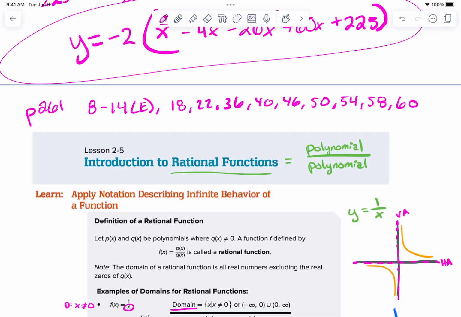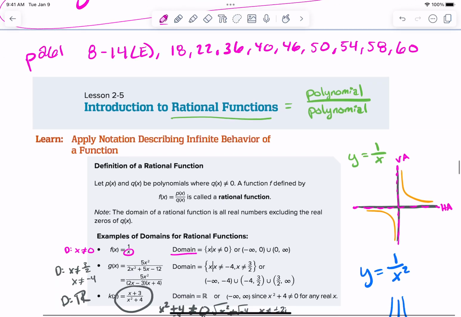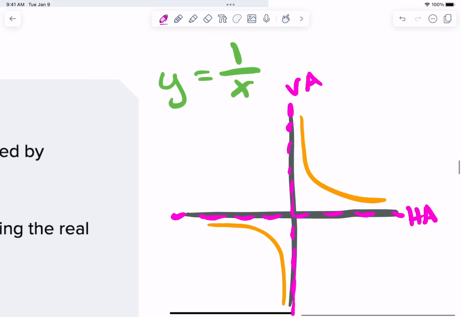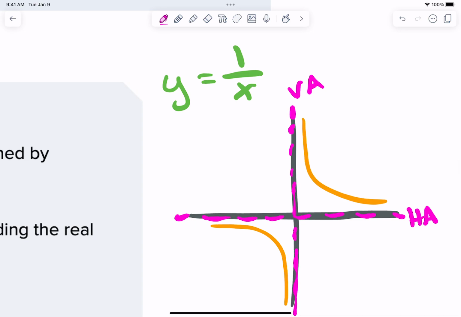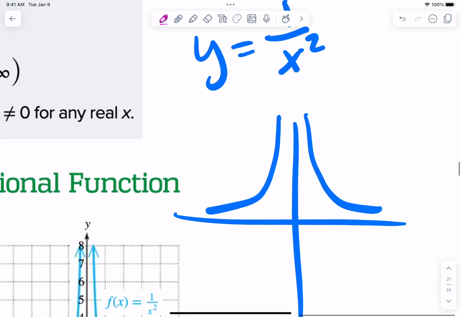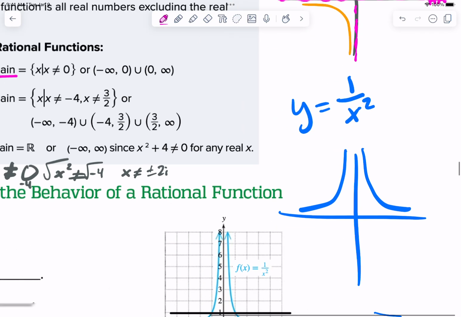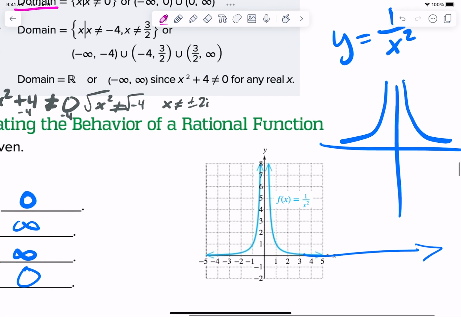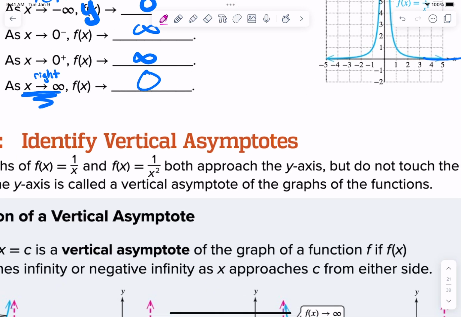But we talked about rational functions. Two things that you should have burned in your brain: 1 over x is the boomerang, that's what he looks like. 1 over x squared is a volcano. He's like the boomerang, but the other one's flipped up, right? Okay, so that's what he looks like. Keep those parent functions in your head.